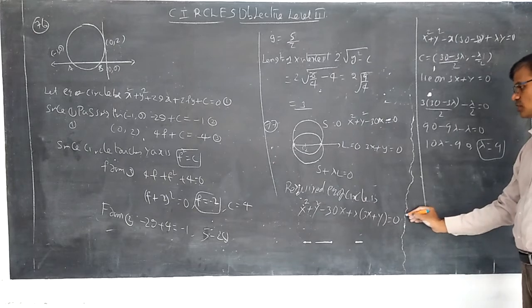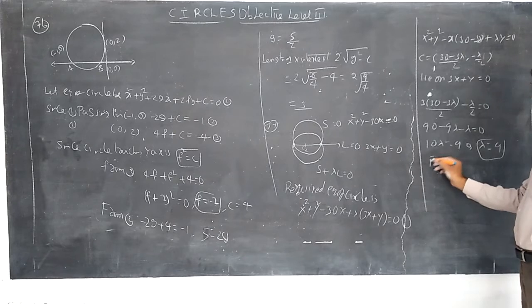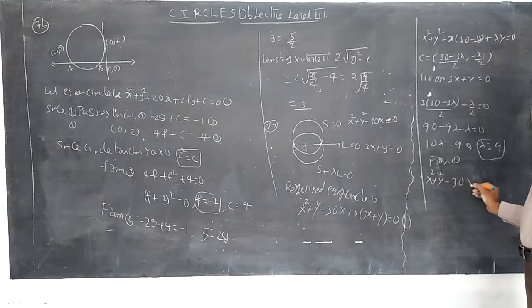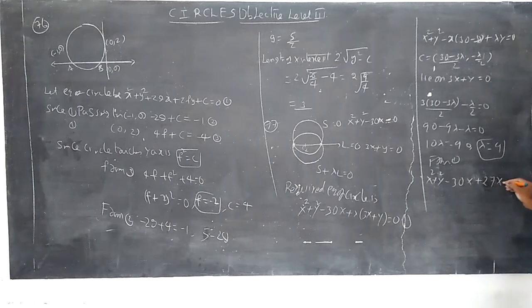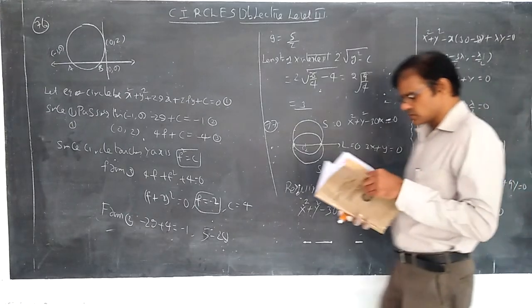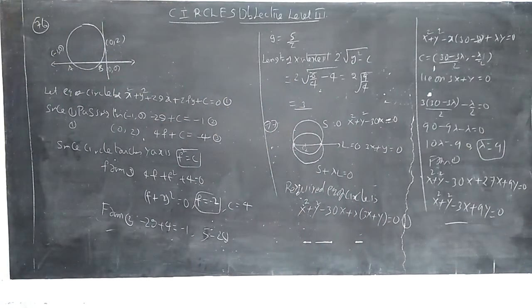This 9 we substitute here. From equation 1, the equation of circle is x square plus y square minus 30x plus 9 into (3x plus y) equal to 0, plus 27x plus 9y. So next step, x square plus y square minus 3x plus 9y equal to 0. Here it is the second option.